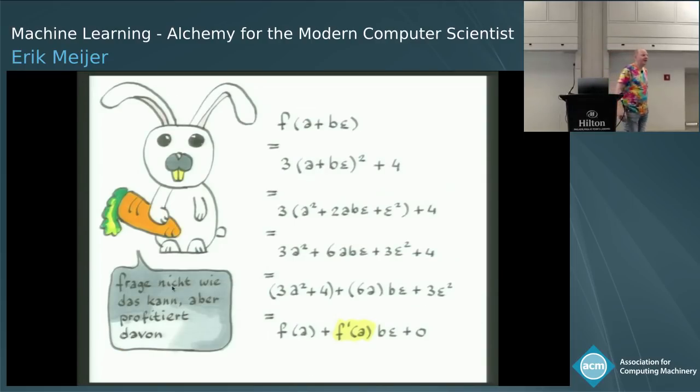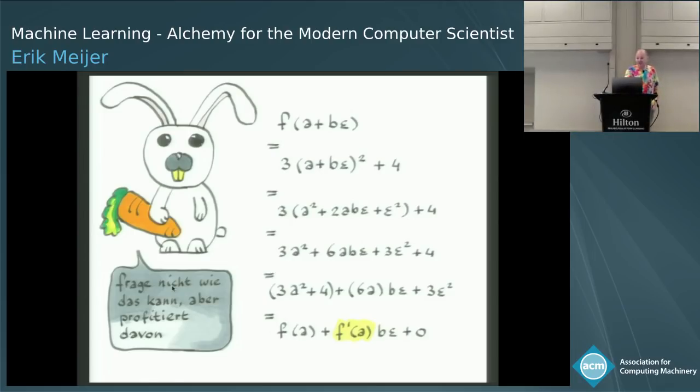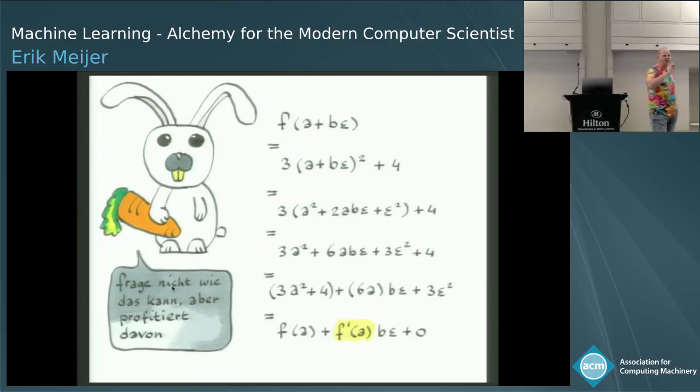And let's just apply that to this number, a plus b epsilon. All right? And again, let's just compute this. So x is now a plus b epsilon. So this becomes 3 times (a plus b epsilon) squared plus 4. And we just simplify that, just simple arithmetic. And then we end up with this previous-to-last line.